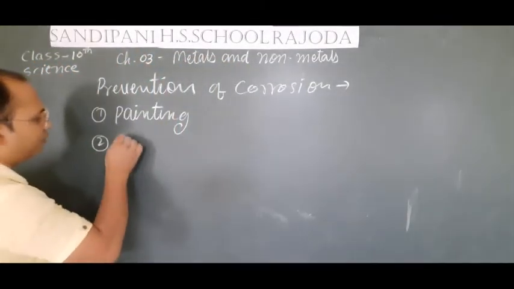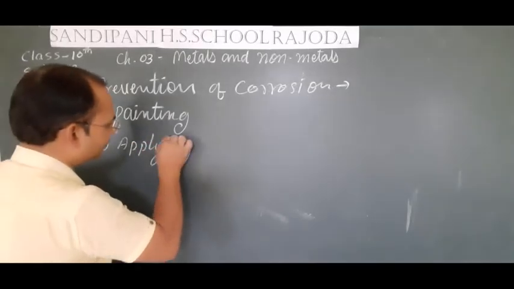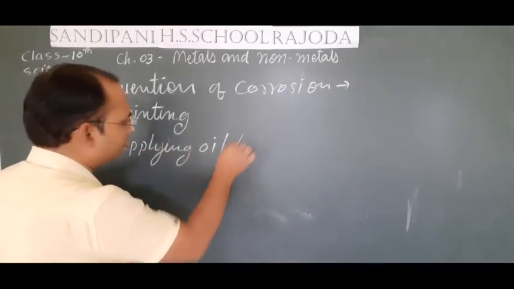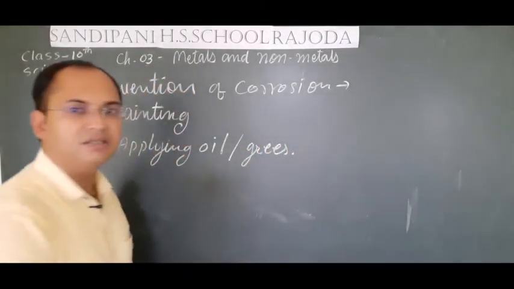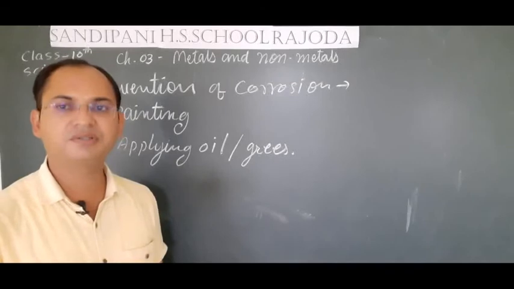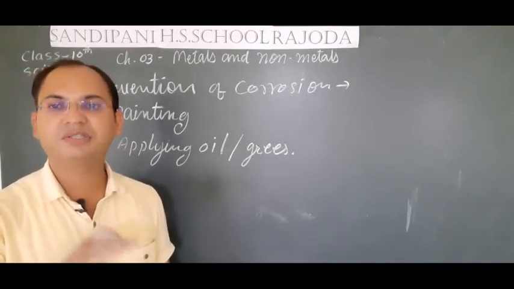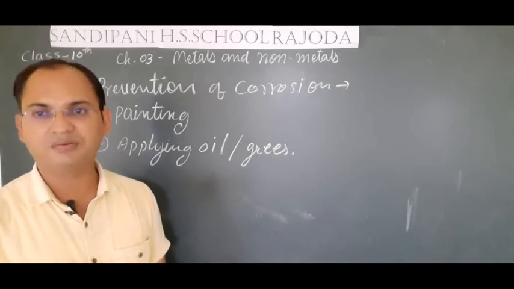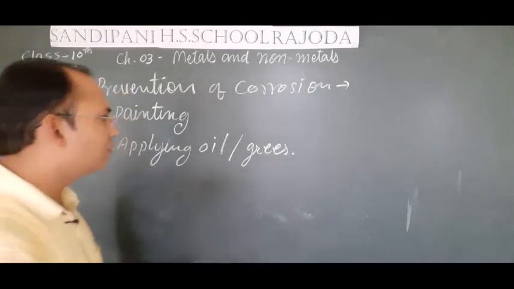Second, by applying oil or grease. If you apply oil or grease on the surface of the metal, then it will also break the contact of the surface with its surroundings and consequently stop the corrosion.